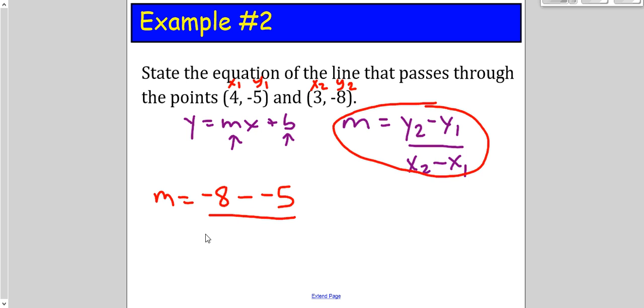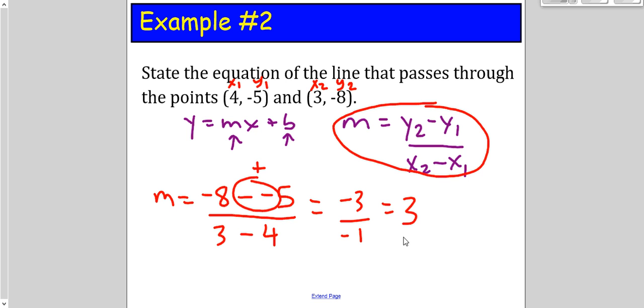And then x2 is a 3, minus x1, which is a 4. Okay, so negative 8 minus 5, so that's plus 5. So negative, this makes the plus. Negative 8 plus 5 is negative 3. And 3 minus 4 is negative 1. And when you have a double negative, it means positive. So I have a slope of 3. Awesome. So that's great. We have our first little piece of information.